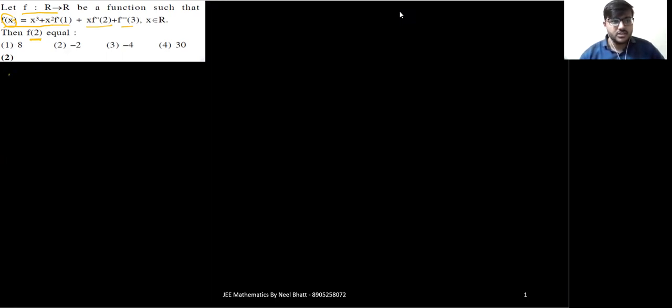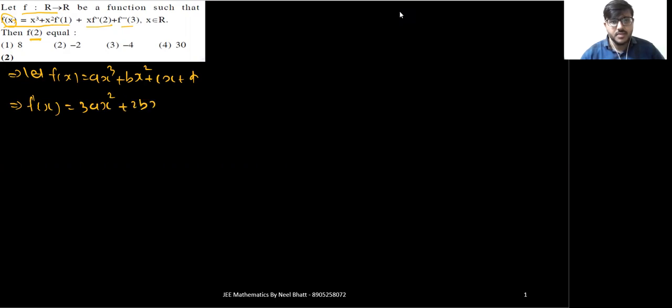So first of all, let us assume that the function is ax cube plus bx square plus cx plus d. Okay, and the function given to us has the coefficient of x square as f dash of 1. So let's do its first derivative. So it's 3ax square plus 2bx plus c. Let's take the second derivative, which is 6ax plus 2b, and now the third derivative is equal to 6a.